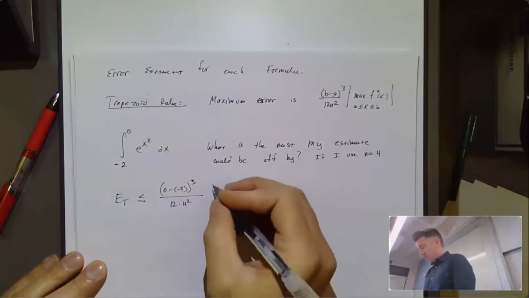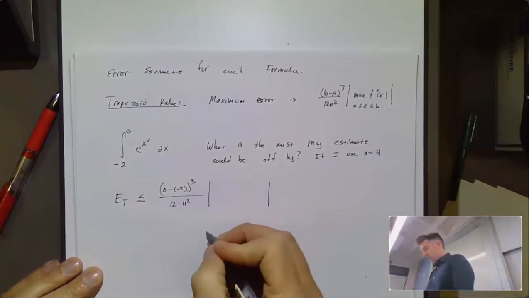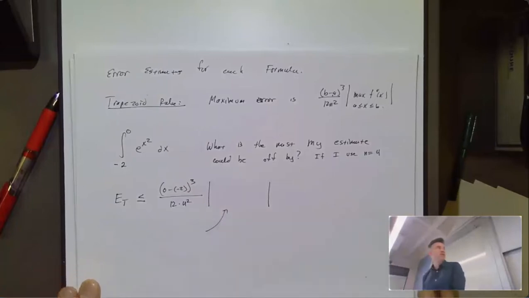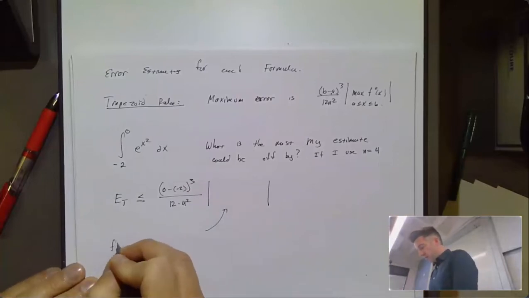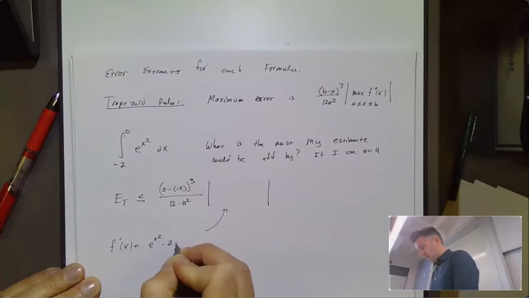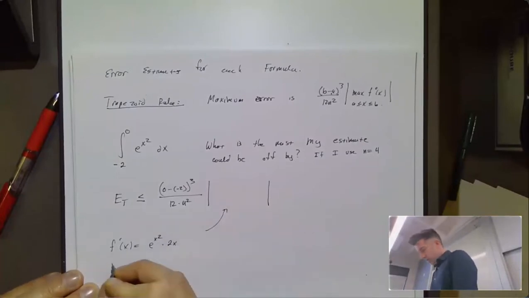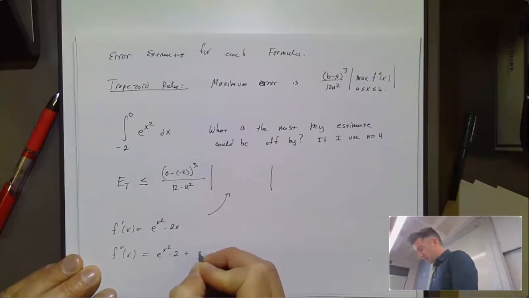And then here is where things get interesting. That's the maximum of the second derivative of your function over the interval. So let's find the second derivative. The first derivative is going to be e to the x squared times 2x. The second derivative is going to be, by the product rule, e to the x squared times 2 plus e to the x squared times 2x times 2x.